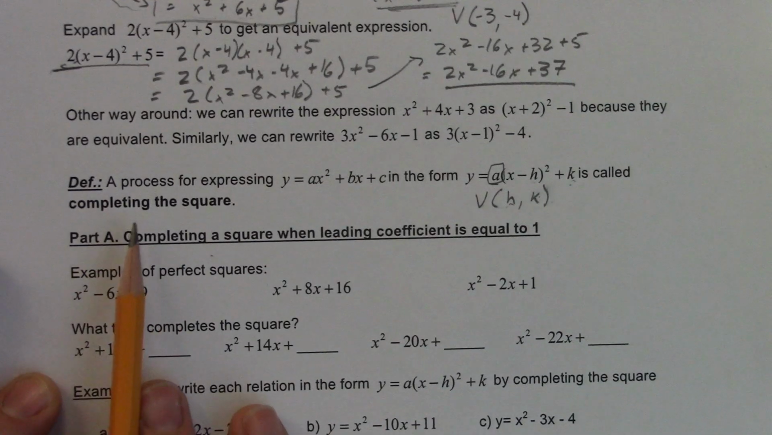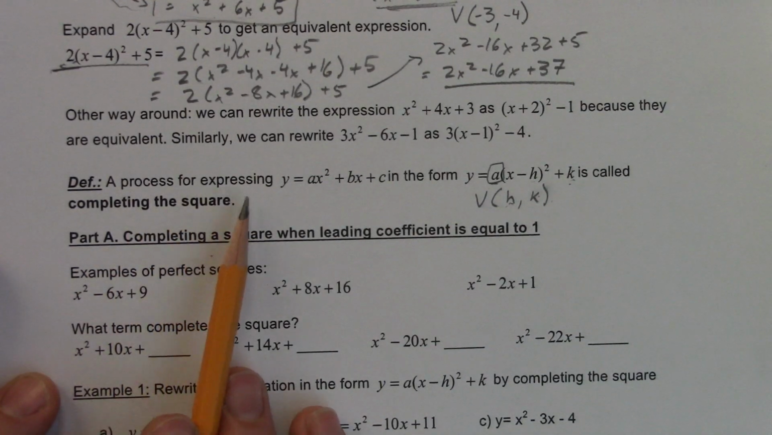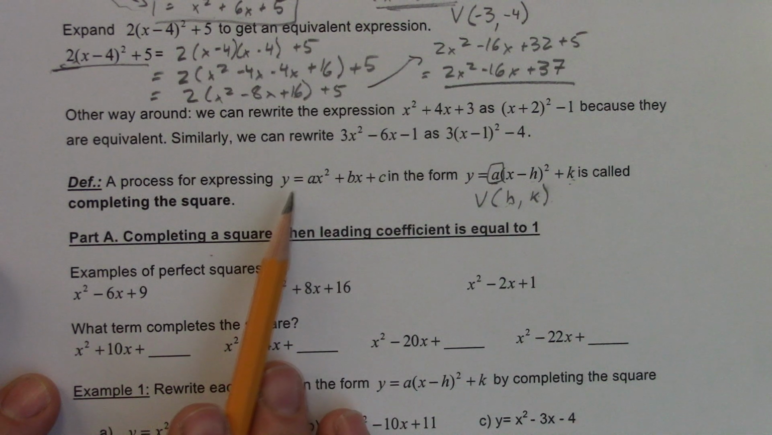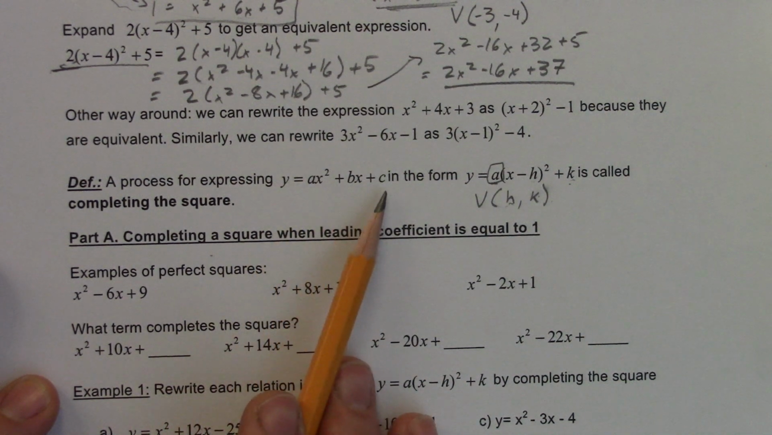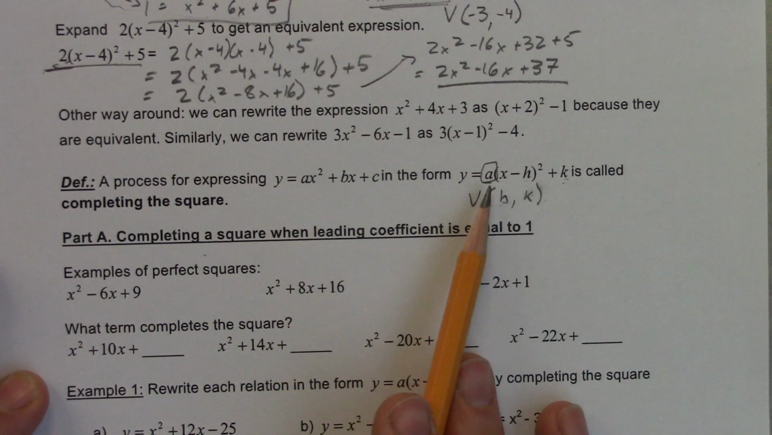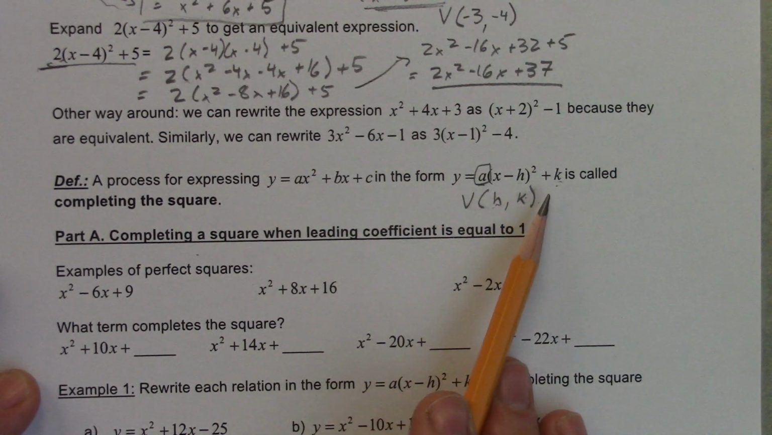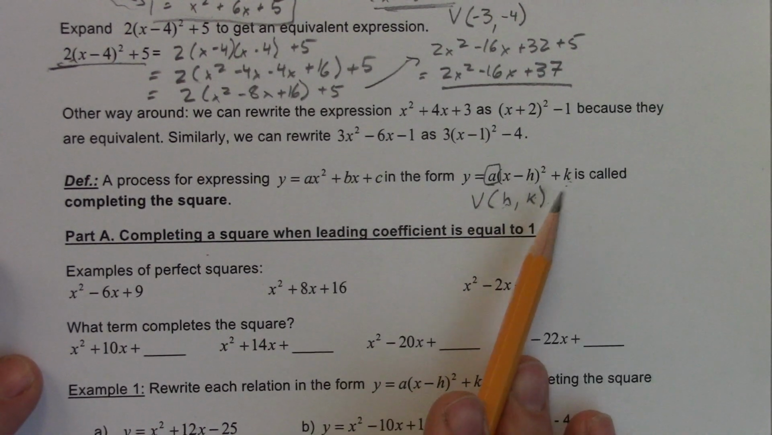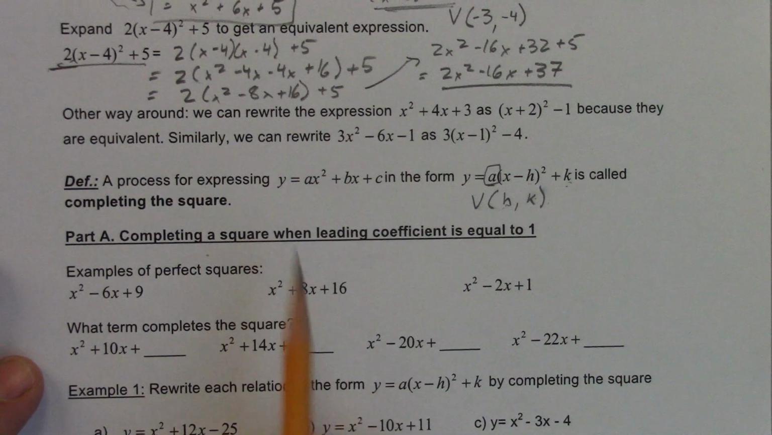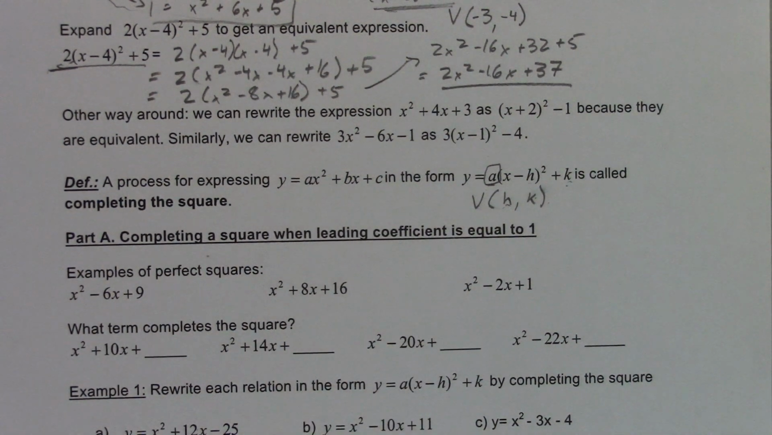So, the definition: a process of expressing standard form, y equals ax squared plus bx plus c, in the form y equals a(x minus h) squared plus k, which is vertex form, is called completing the square. Okay, I'm going to say it one more time. Completing the square is transferring standard form into vertex form.